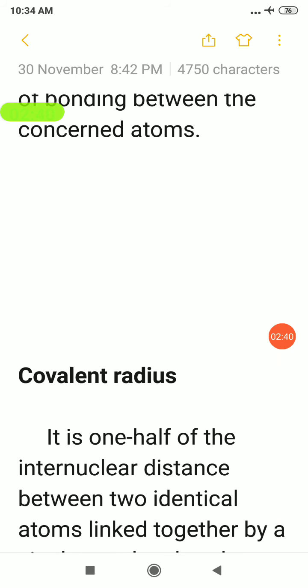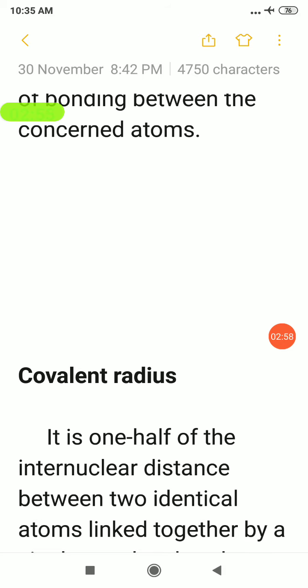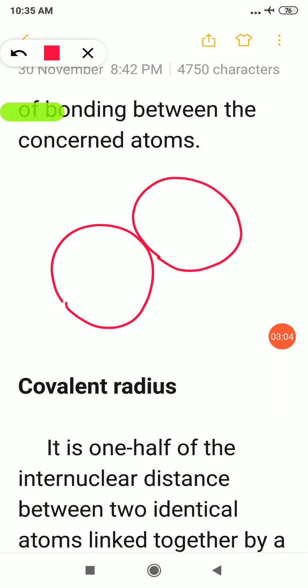Dear students, now let us see this example, hydrogen molecule. Remember, it is one hydrogen atom, it is another hydrogen atom. These two atoms are connected through a covalent bond. One hydrogen atom is connected with another hydrogen atom by means of a covalent bond. So in this case, it is not possible to separate these two atoms, and measuring the radius of an atom will be difficult. Separating an atom from the molecule and then measuring the radius is very difficult.